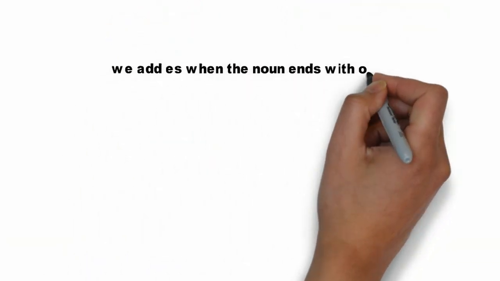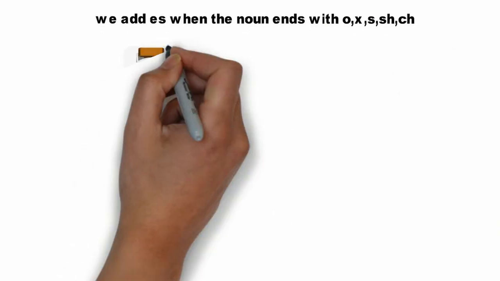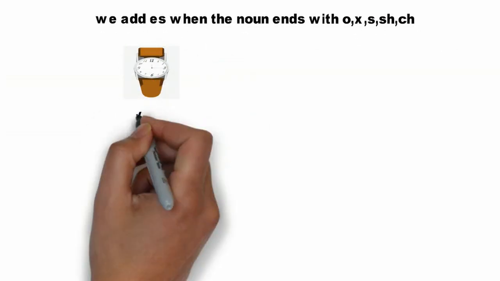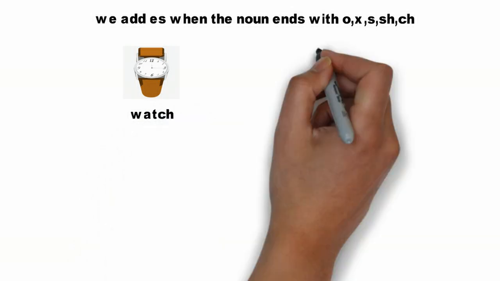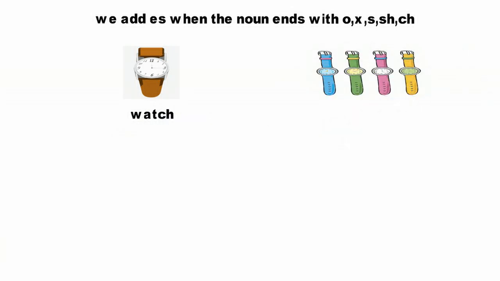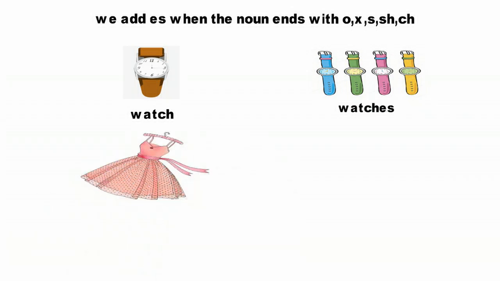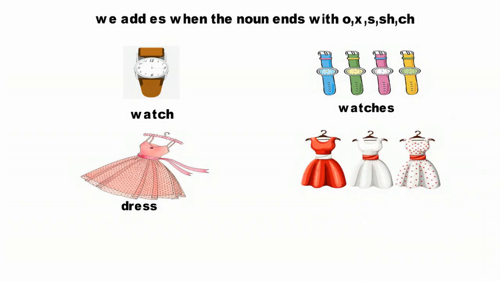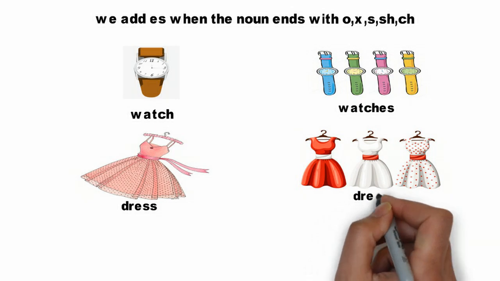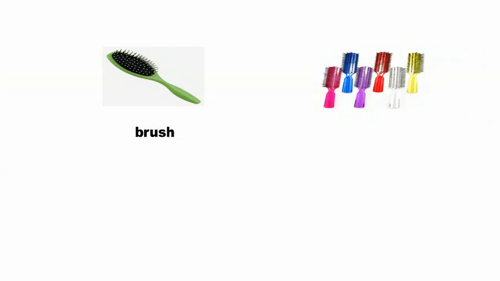But we add es when the noun ends with o, x, s, sh, or ch. Like watch, I add es to watch. In plural, it will be watches. Dress, I just add es to it. If it's plural, it's dresses. Brush, I add es to it when it's plural. Brushes.